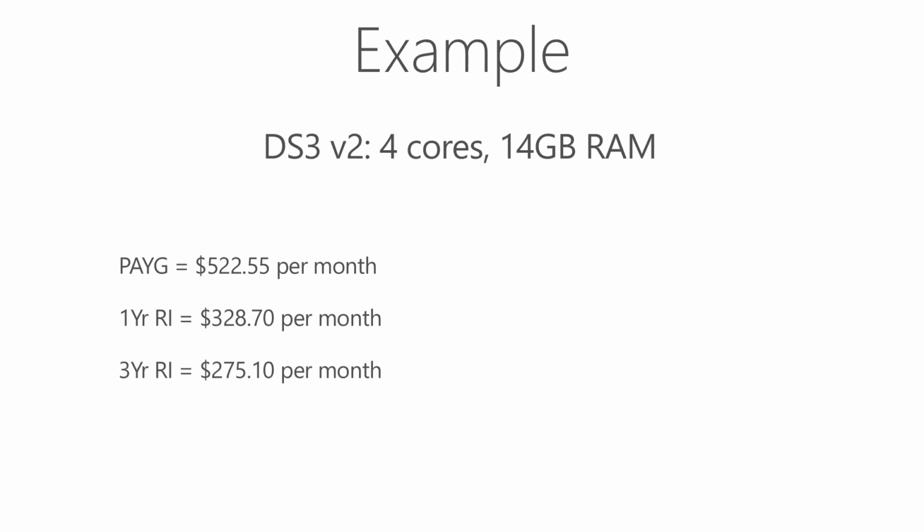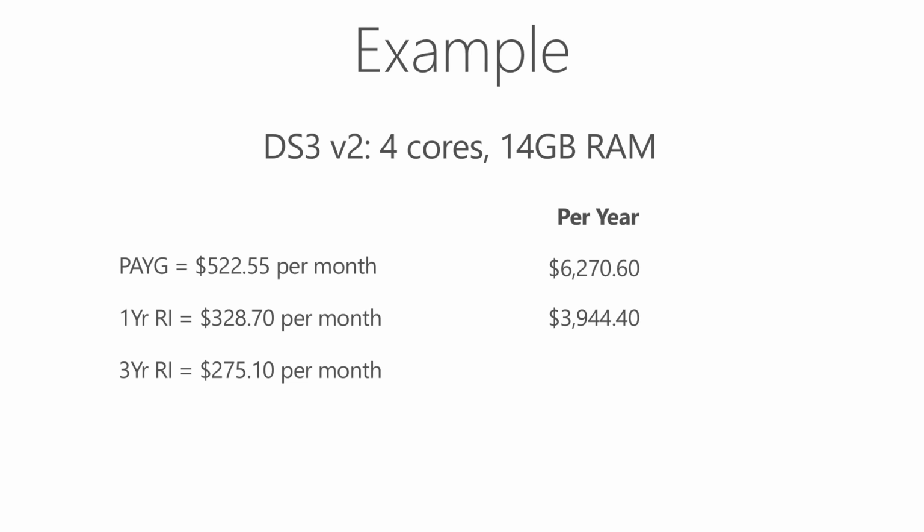Now, if you are able to extend it to a 3-year agreement, then you'll see the price drops again. So we're down to $275 there for a 3-year reservation of that machine. Now, let's look at that per year. Let's roll this out so we can start comparing apples with apples. So for pay-as-you-go for a year, if you were to use it for a year, it would cost you just over $6,000.